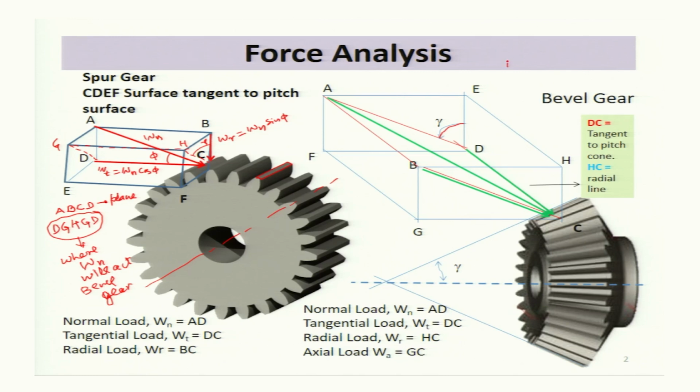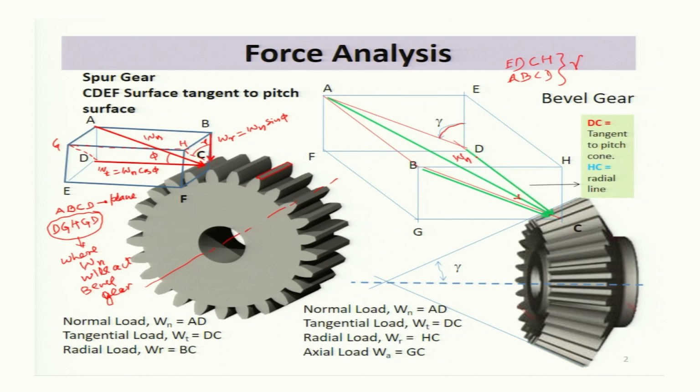So now the angle between plane EDCH and ABCD for this case is the pitch angle gamma. Well, so your Wn will act along this direction from A to C. DC is tangent to the pitch cone.